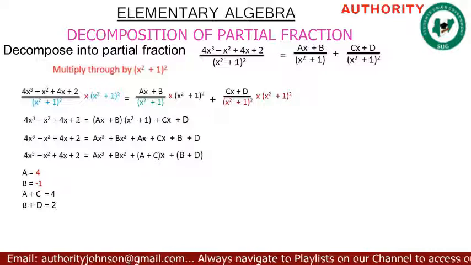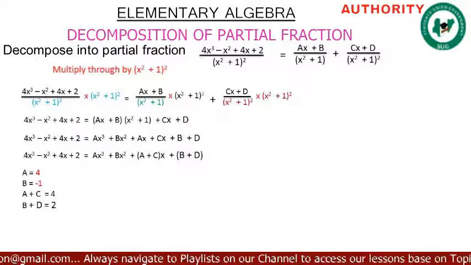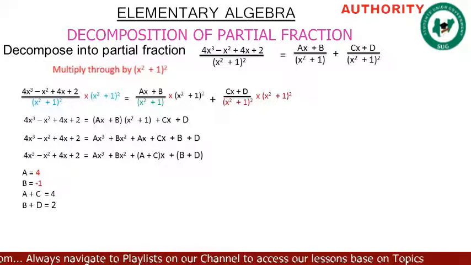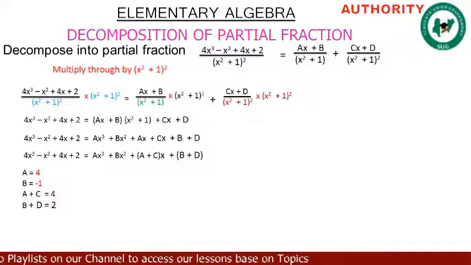Now let's go. The coefficient of x squared on the left hand side is minus 1, and the coefficient of x squared on the right hand side is b. So we can say b is equal to minus 1.